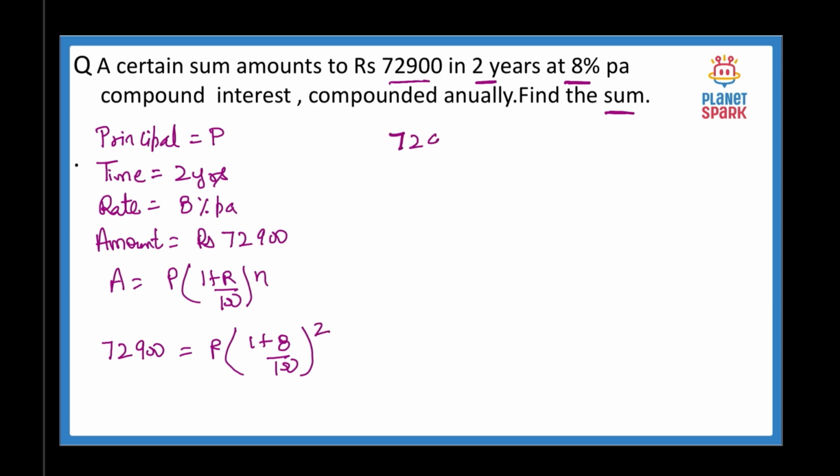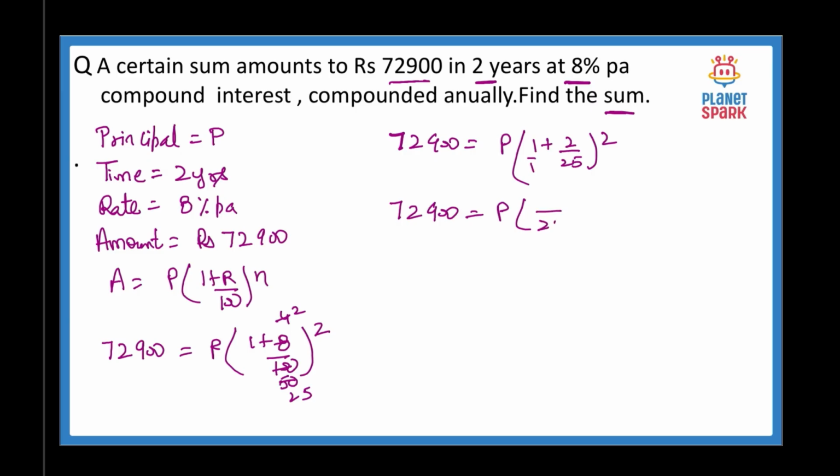Simplify 8 and 100. We can cancel 8 and 100 and we are going to get 2 over 25. So it is 72,900 is equal to P into 1 plus 2 upon 25 raised to the power 2. Now for 1 and 25, we are going to take LCM. So we are going to get P into 27 over 25 whole square. Now 27 over 25 whole square, so we need to take the square over here. So 72,900 is equal to P into 27 square, which is 729, and 25 square, which is 625.